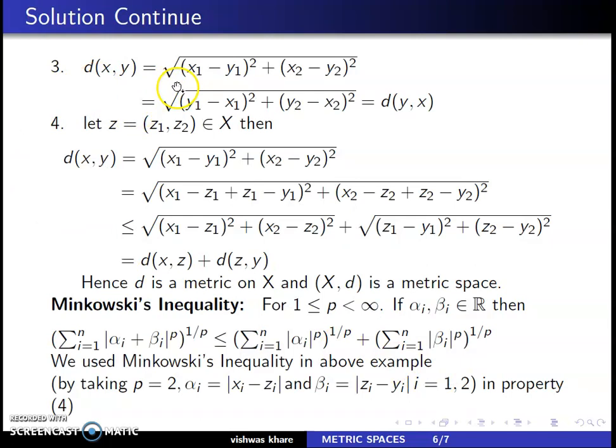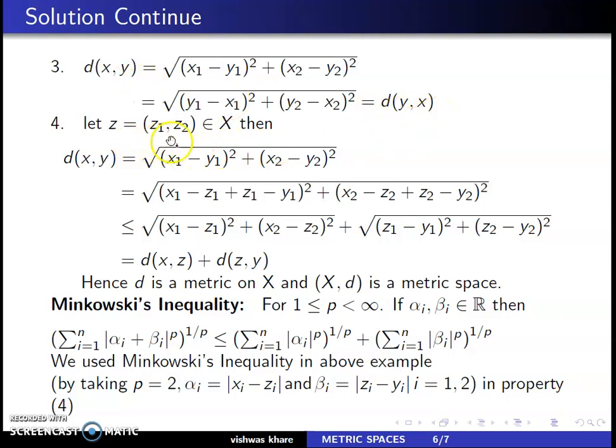Third, d(x,y) is equal to (x1 minus y1) whole square plus (x2 minus y2) whole square, which can be written as (y1 minus x1) square plus (y2 minus x2) square. But by definition, this becomes d(y,x). So the third property d(x,y) equal to d(y,x) is satisfied.